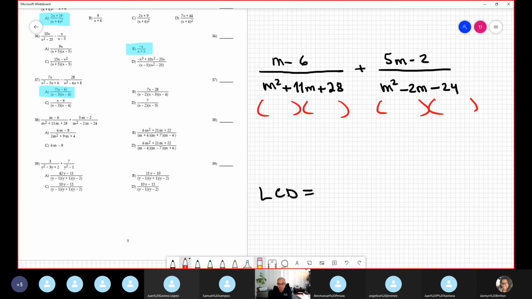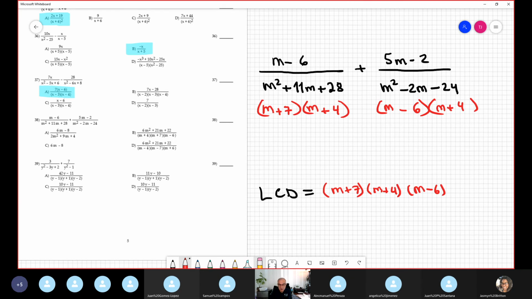This is m plus 7 and m plus 4, because 7 plus 4 is 11, 7 times 4 is 28, positive. This is m minus 6 and m plus 4, I guess so. 6 times 4 is 24, and 6 minus 4 is 2. Negative and positive. The LCD is the collection. M plus 7 you take. M plus 4 you take only one time. And m minus 6 you take also. And this is my LCD.